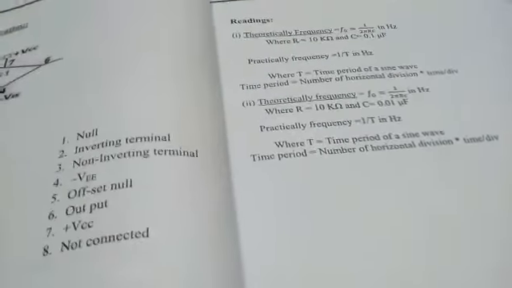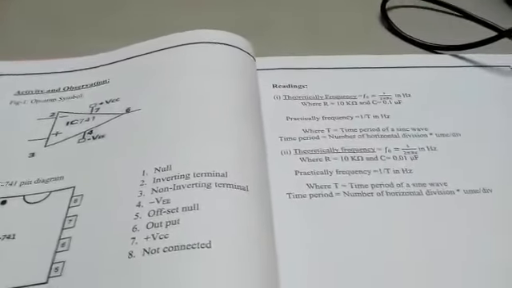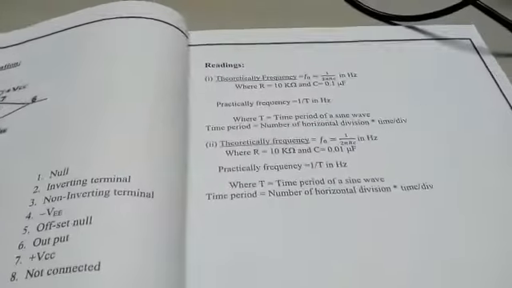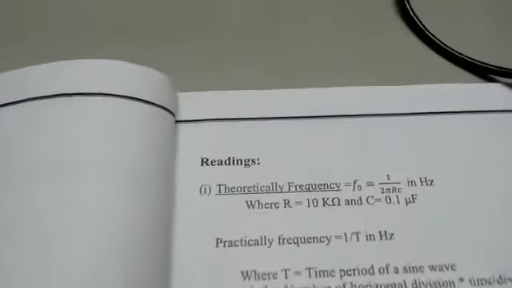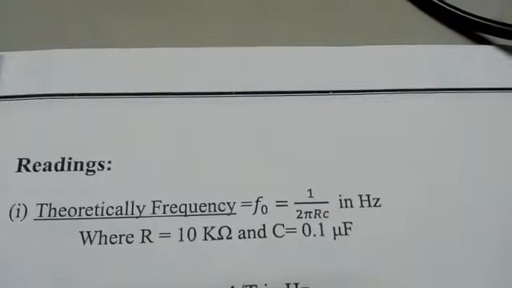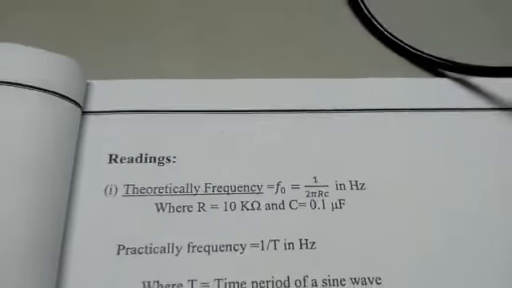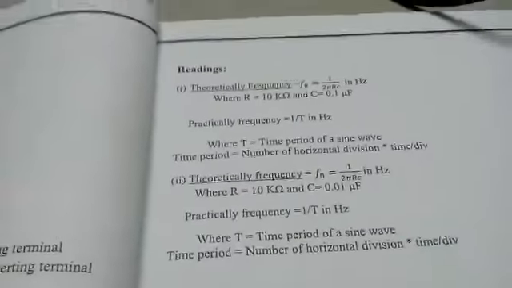Next, calculate F is equal to 1 by T. Next, we have to calculate the frequency. That frequency is called the practical frequency. Theoretical frequency is calculated using F is equal to 1 by 2 pi RC. Here R is equal to 10K and C is equal to 0.1 microfarad.